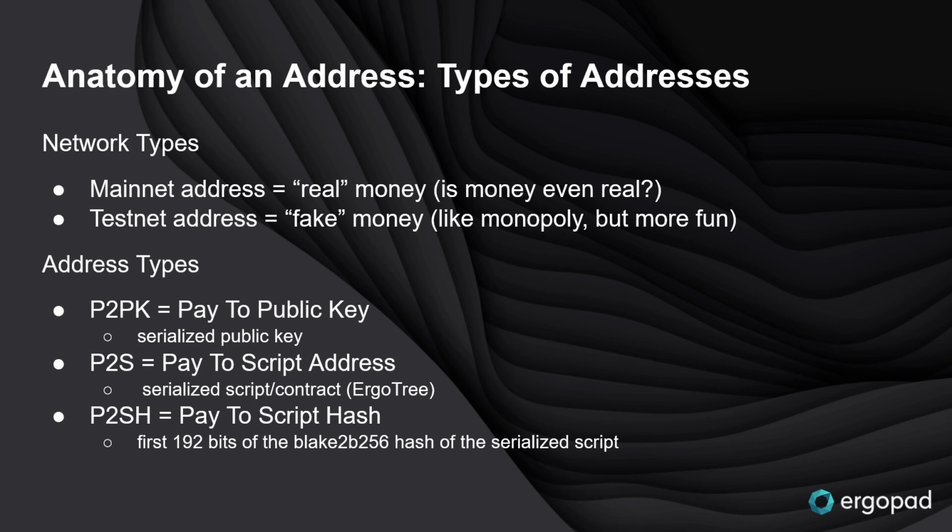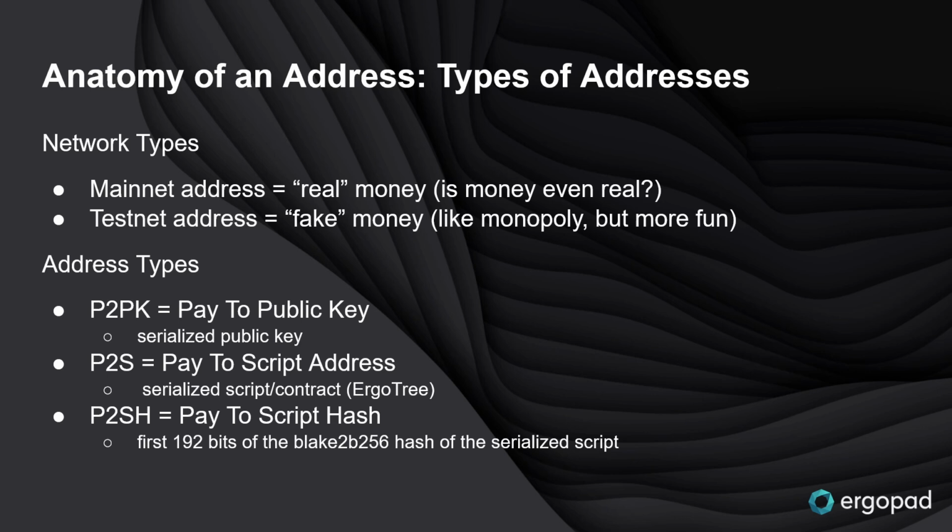So on Ergo, there's different types of addresses. There's the network type. Depending on the network type, you'll have a different type of address. The mainnet address is where all of the real Ergos are, and the testnet is where all the fake money is. So if you're a developer, you'll use testnet to try your protocols and contracts out, see if they work or not, if there's any flaws. And in order to not worry about using real money, there will be fake Erg.